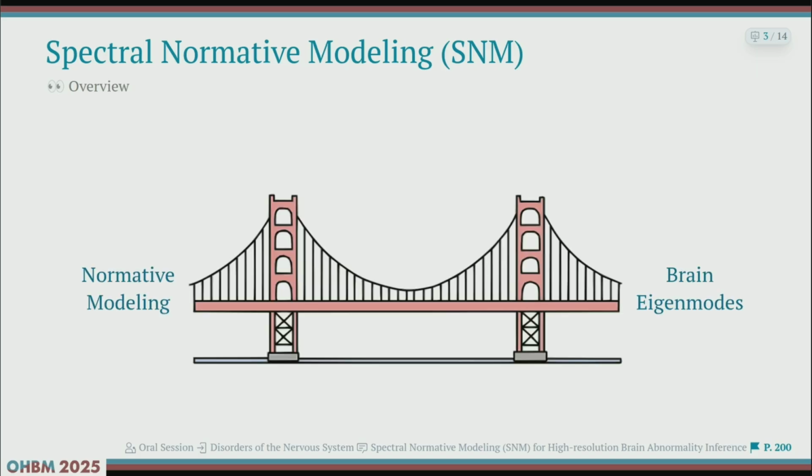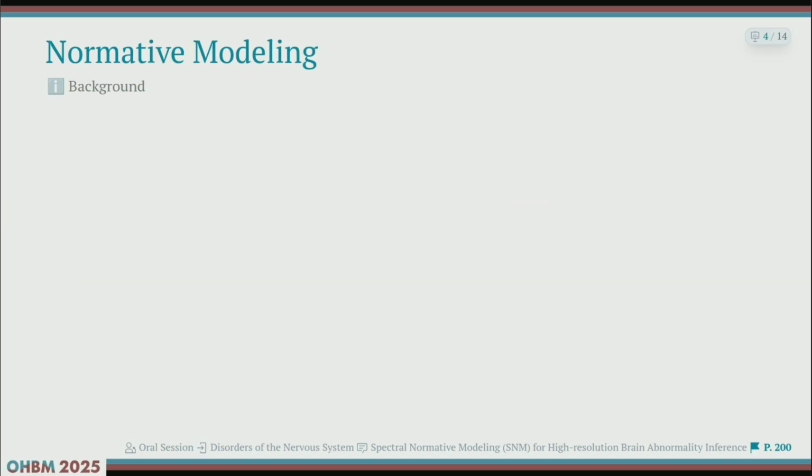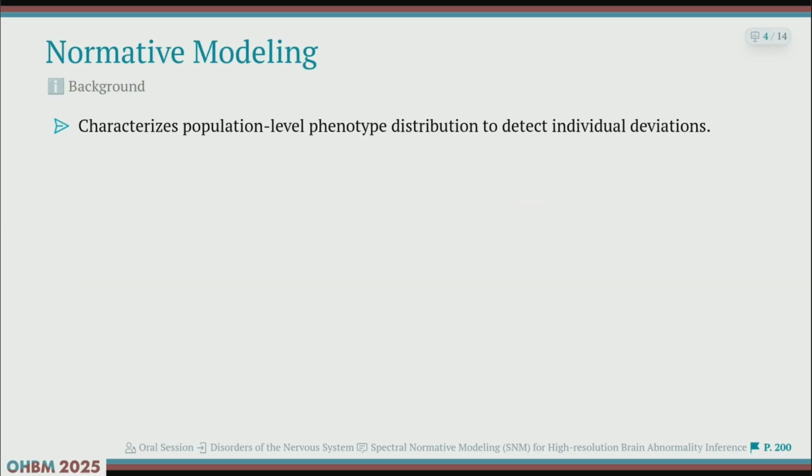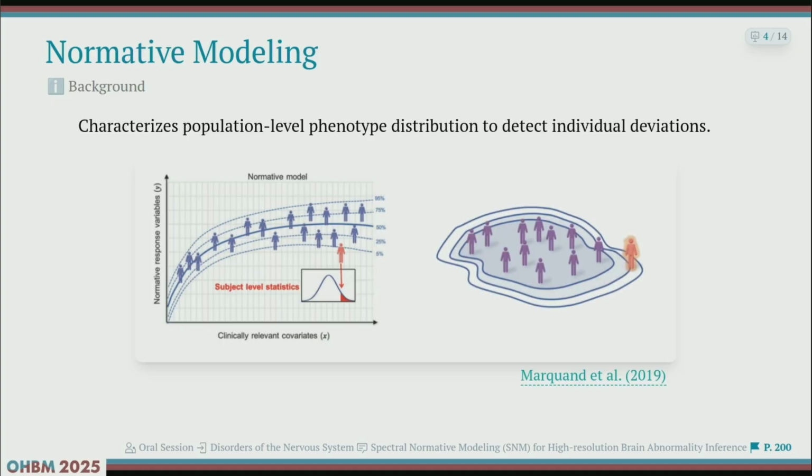It's essentially a method that connects two different realms in neuroimaging, the realm of normative modeling and the realm of brain eigenmodes. So let me first talk a little bit about each of those. Normative modeling is essentially the idea that we can characterize population-level phenotype distributions and detect individual deviations from what's considered to be normal. It's similar to how pediatric growth charts work, but with brain imaging data.